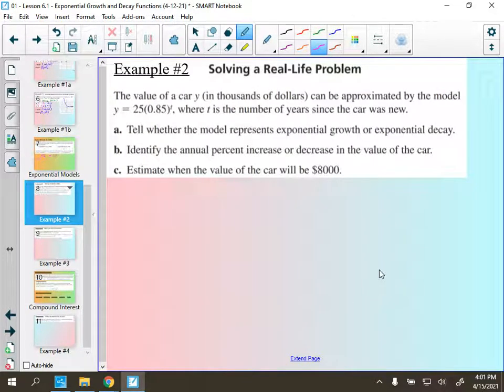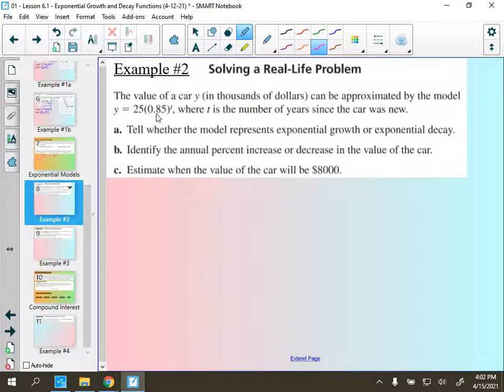All right. So if I read it here, the value of a car in thousands of dollars can be approximated by this model. So this actually just gives me the model. y equals 25 times 0.85 to the t power. What does it tell us? y is the value in thousands of dollars, and t is the number of years since the car was brand new.